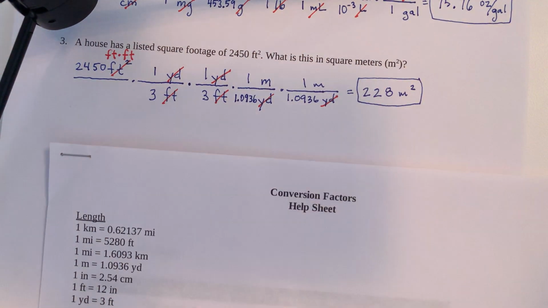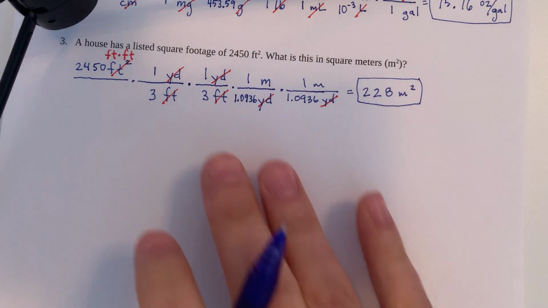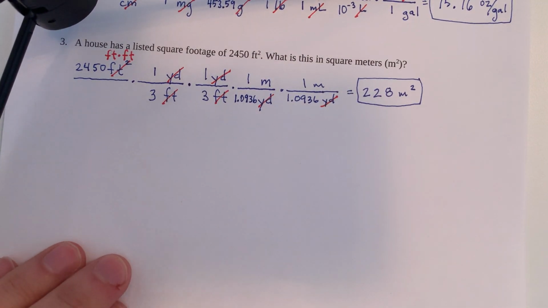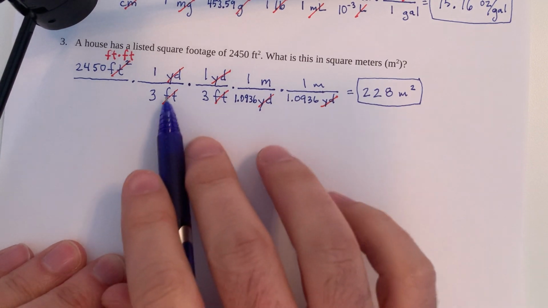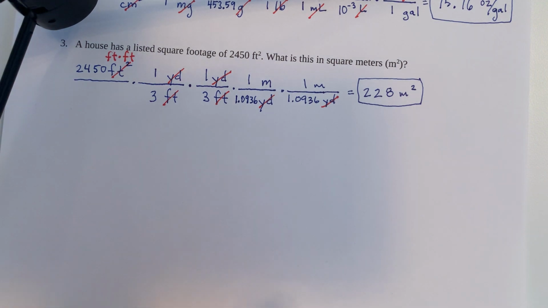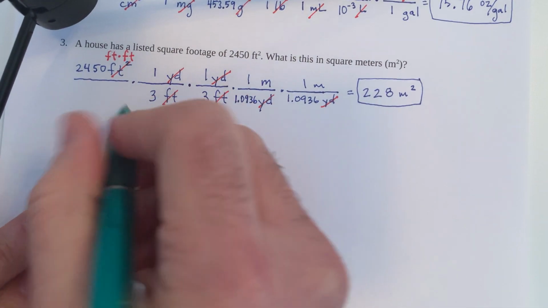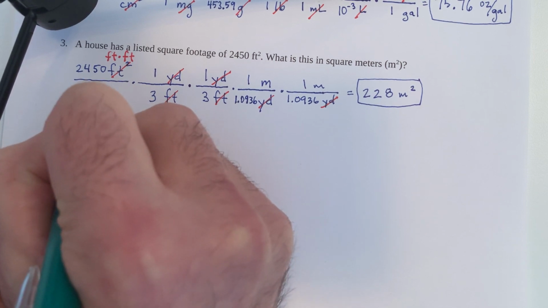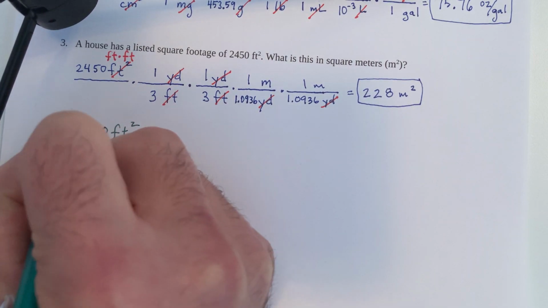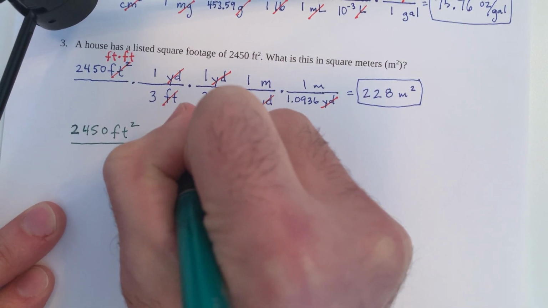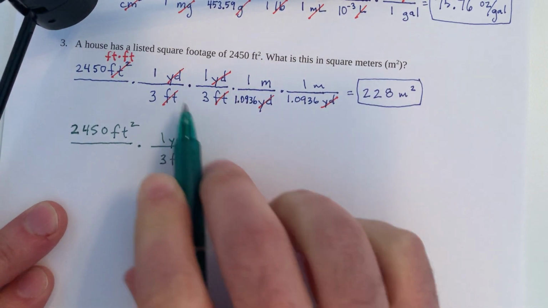Now, when you're setting these up, if you're doing any kind of area or volume ones, you can do this a little more simply. Let me show you an alternative. Start again with the 2,450 square feet. We're going to do 1 yard over 3 feet.